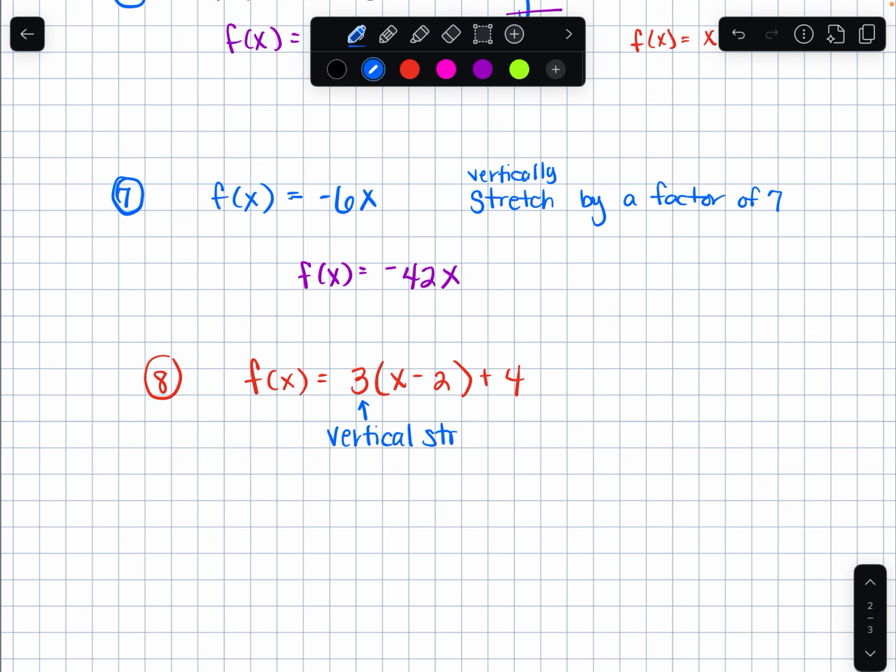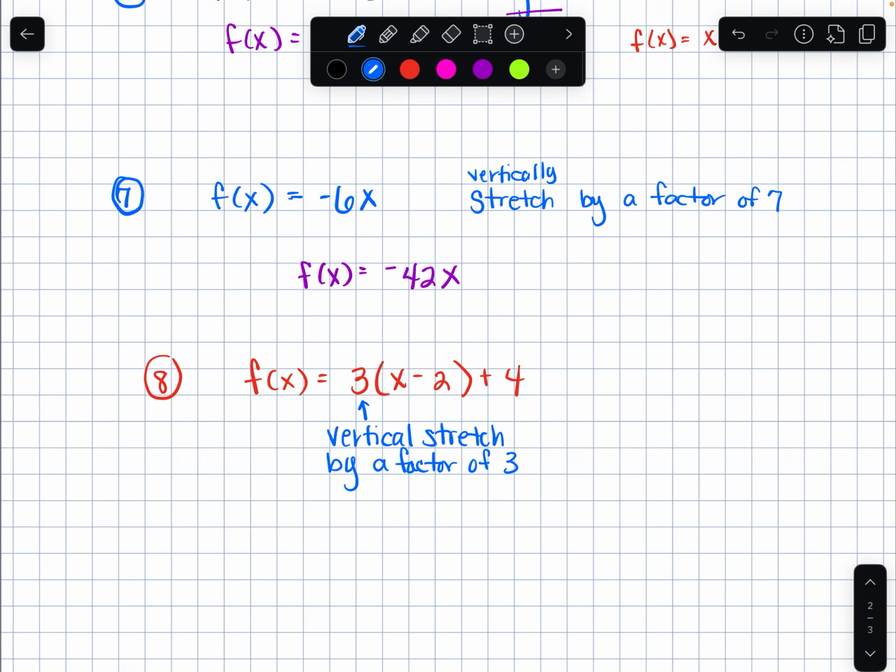stretch by a factor of 3. Which just means it's going to get steeper. The rise over run is going to change by a factor of 3. Very similar to number 7, right? We multiply times 7. We just happen to have a number in front on that one.